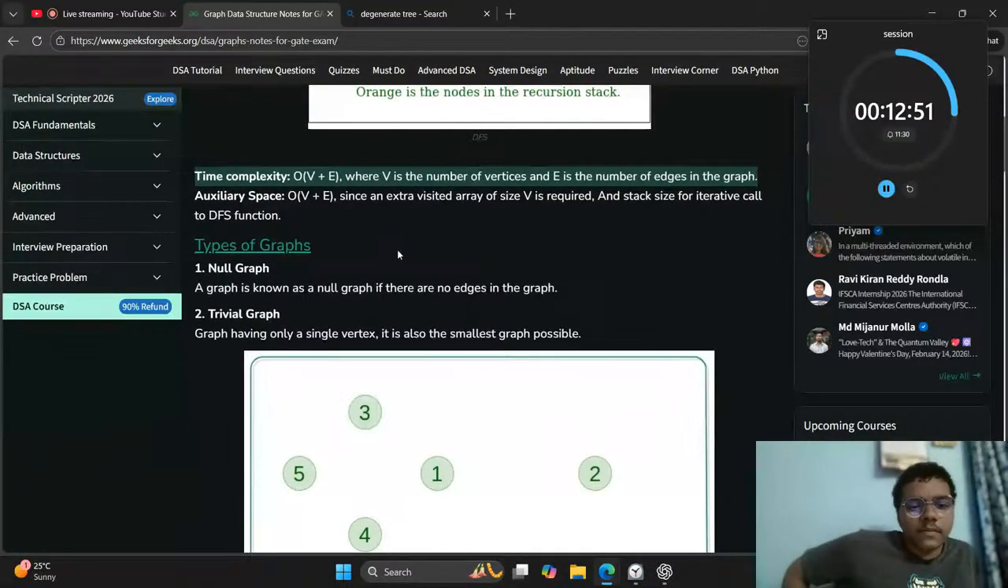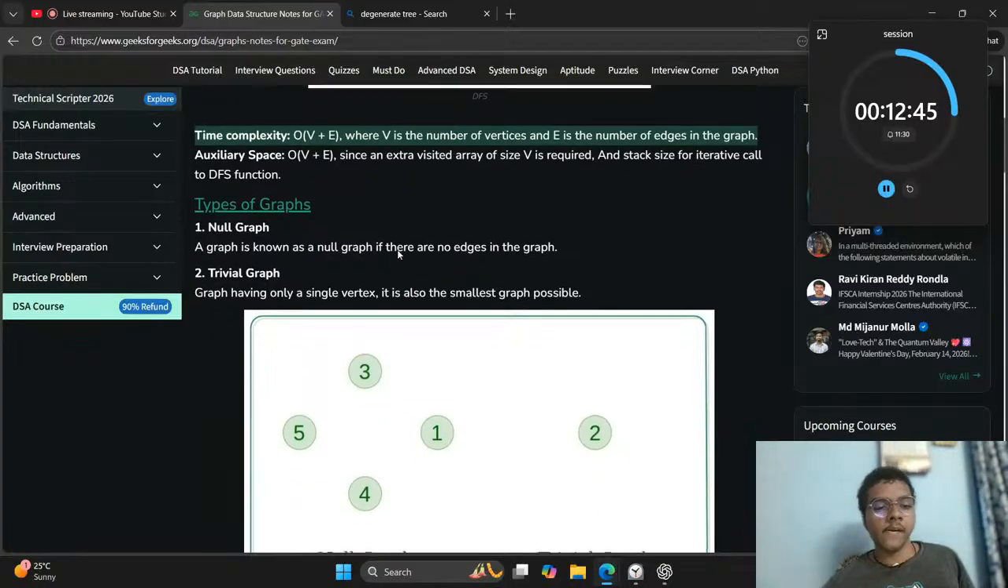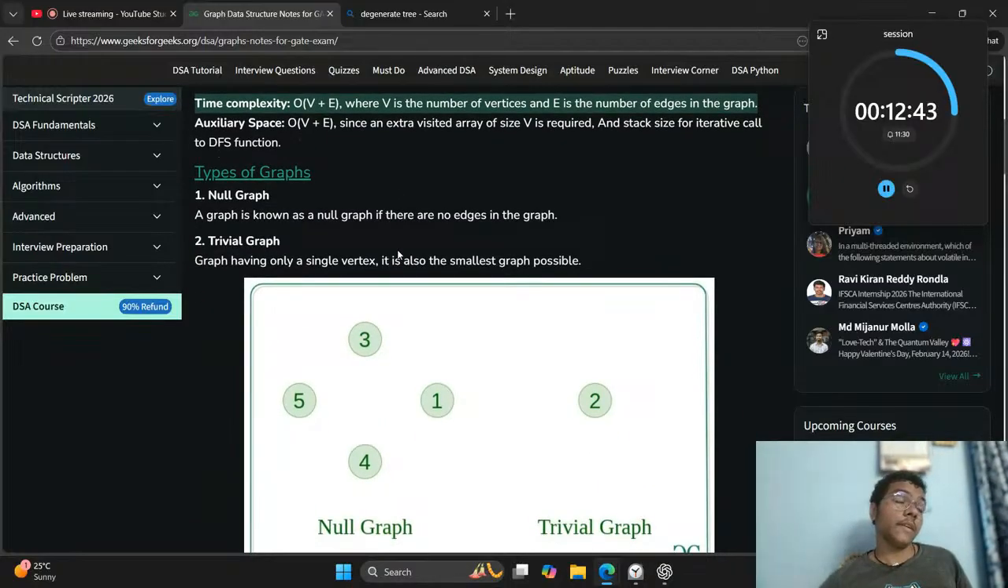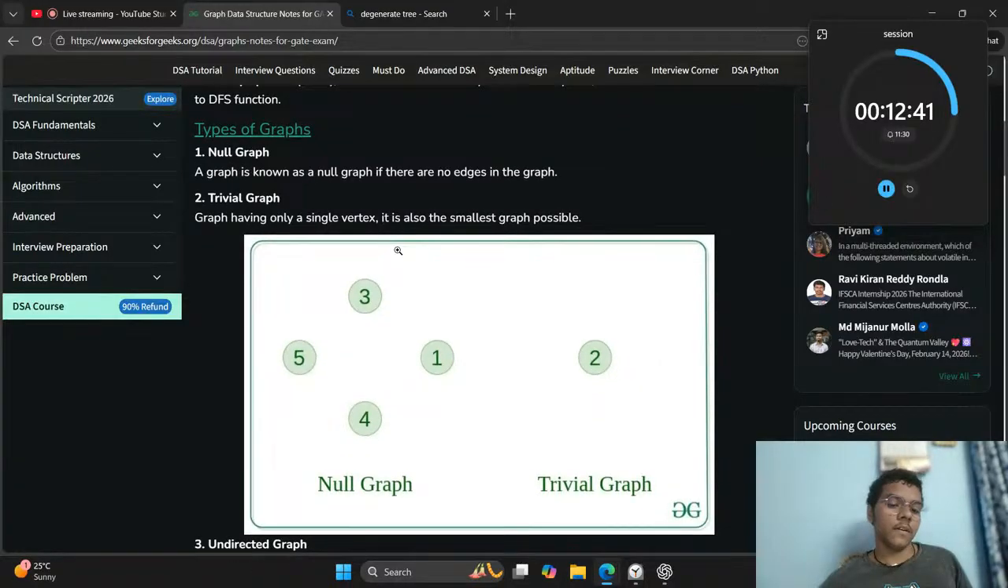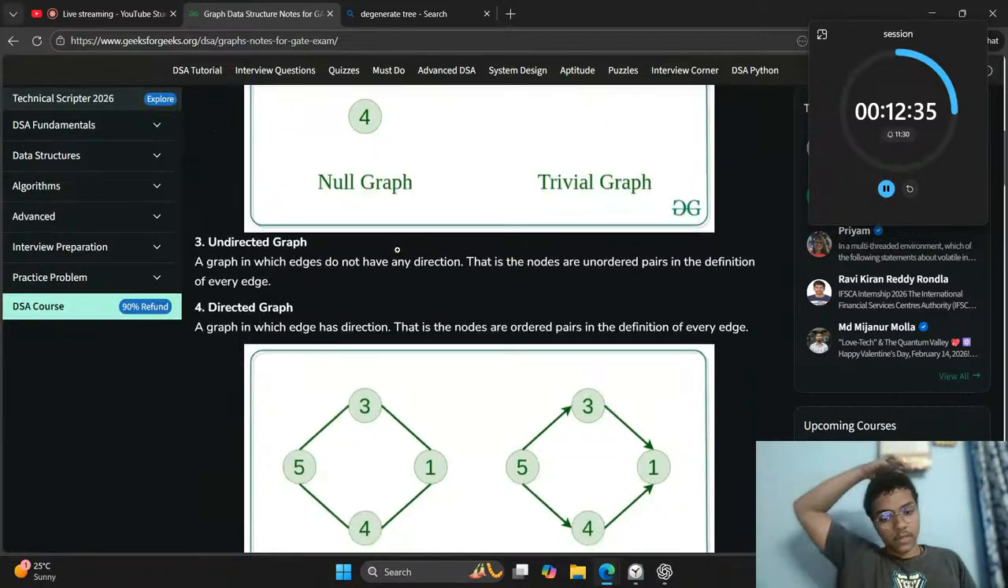Types of graphs. Null graph. A graph is known as a null graph if there are no edges in the graph. A graph having a single vertex is also the smallest graph possible. Trivial graph.